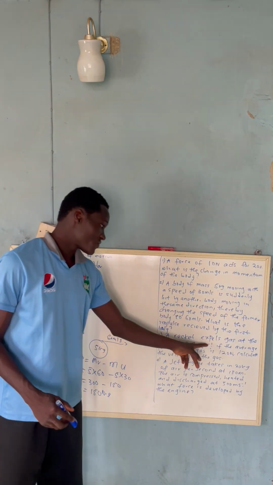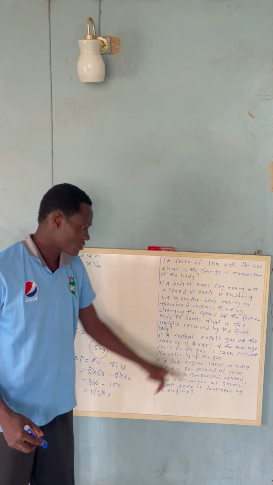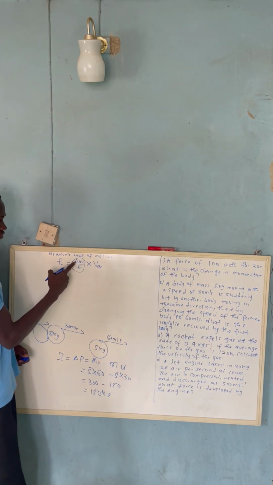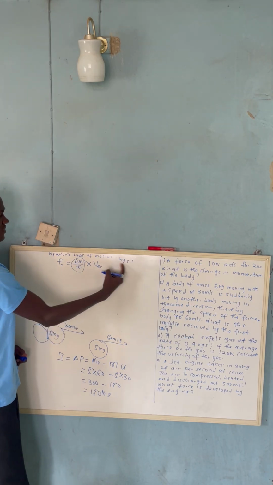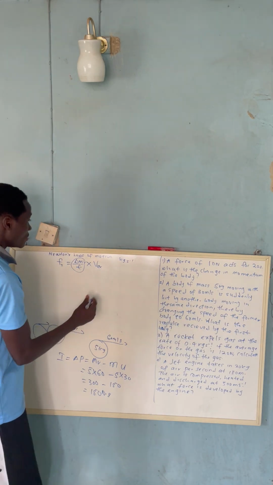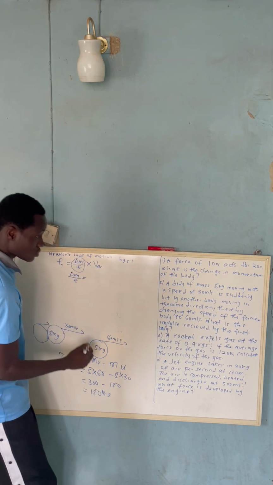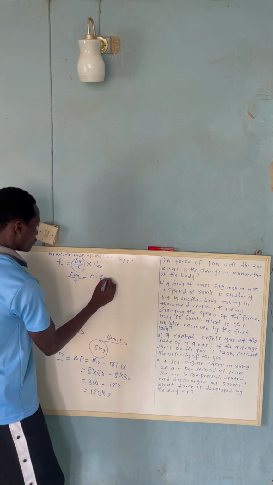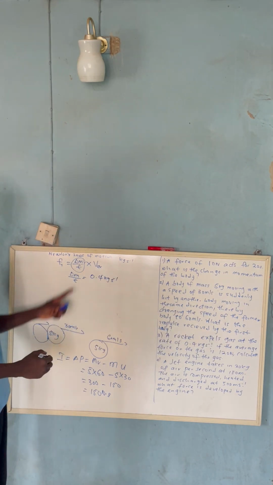Here, look at this. A rocket expels gas at the rate of 0.4 kilogram per second. That is telling you about this quantity here, change in mass. Mass is kilogram, time is seconds, kilogram per second. That is telling you about change in mass by t. So we are already given change in mass over t to be equal to 0.4 kilogram per second.